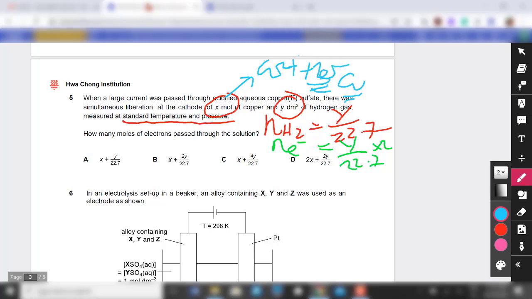Okay, so in that case, this will be 2x. So I need to select an option where the number of moles of electrons to reduce copper 2+ is 2x, so option D takes, and then the number of moles of electrons to reduce H+ to H2 is Y over 22.7 times 2. So in this case, only option D fits the bill.